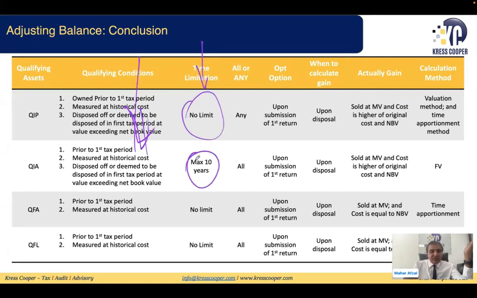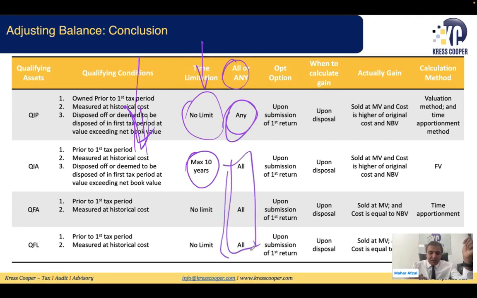The only limitation is for qualifying intangible assets: the taxable person should not have held the asset for a period of more than 10 years before entering the corporate tax year. For buildings, the taxable person can opt for any building, but for all others, they need to opt for all assets of the respective class. The option is in the first return, as we have already discussed. When to calculate gain upon disposal is the same for all assets.